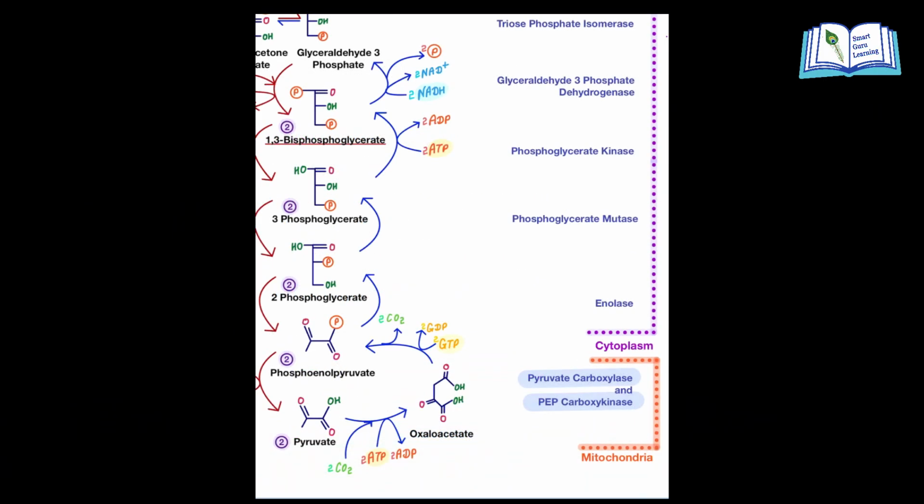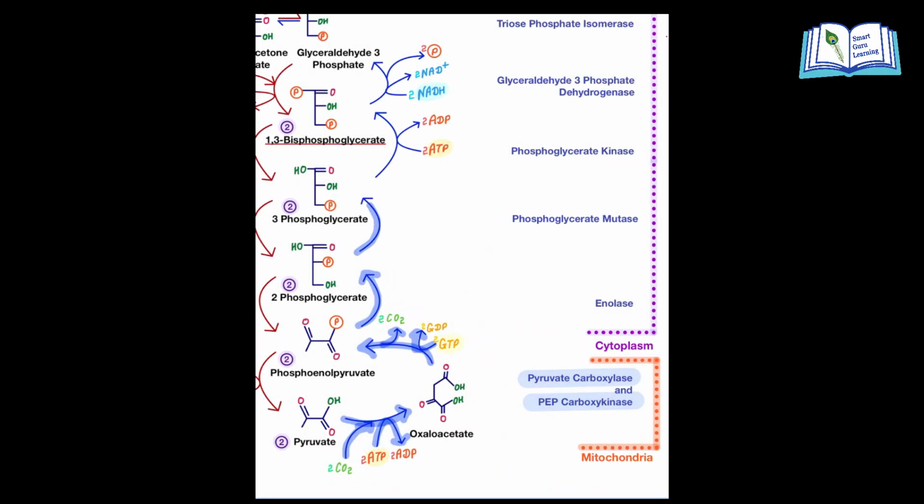Pyruvate to phosphoenolpyruvate is an irreversible step. Therefore, pyruvate is first converted to oxaloacetate and then to phosphoenolpyruvate. Pyruvate is converted to oxaloacetate with the addition of carbon dioxide and ATP. This occurs in the mitochondria. Oxaloacetate is then converted to phosphoenolpyruvate with the addition of 1 GTP and the removal of carbon dioxide. Phosphoenolpyruvate is then converted to 2-phosphoglycerate by enolase, which is the same enzyme used in glycolysis.